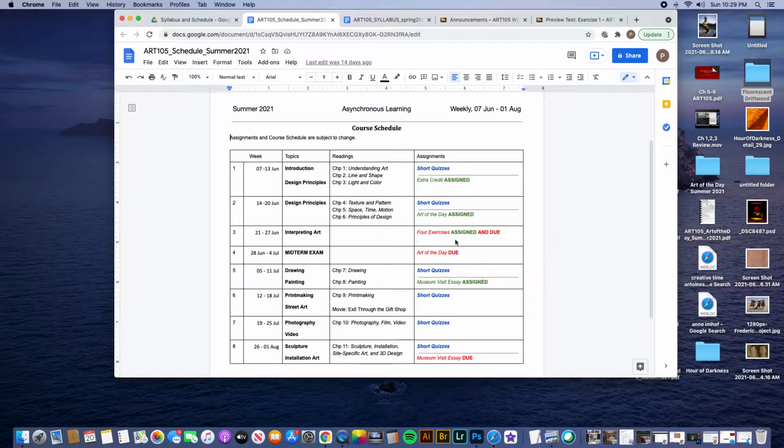Now, what's assigned this week is something called the 4 exercises, and it is due by the end of this week. So there's no quiz, it's just these 4 exercises. These 4 exercises are worth 20 points apiece. Together they're worth 80 points.